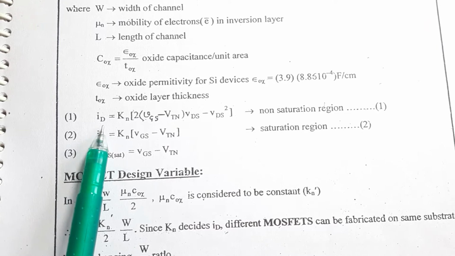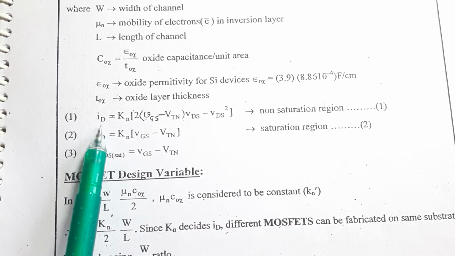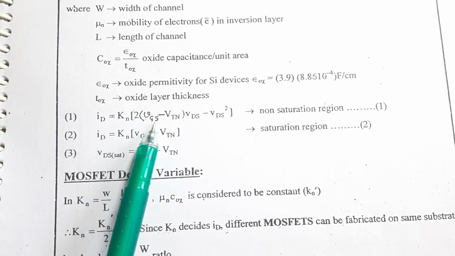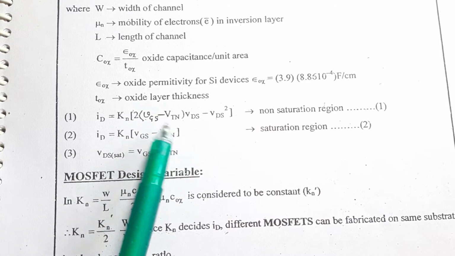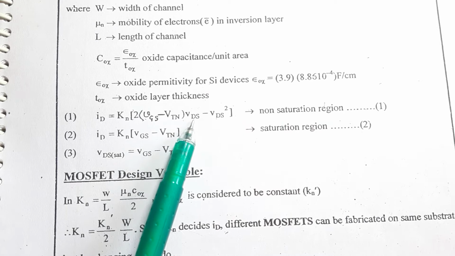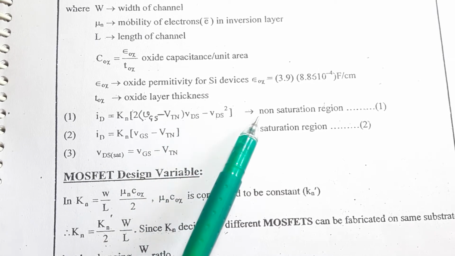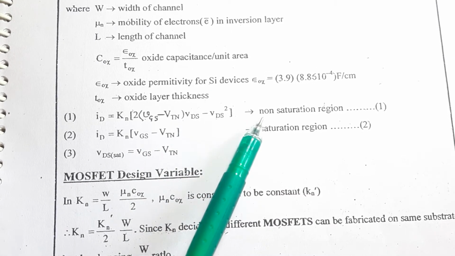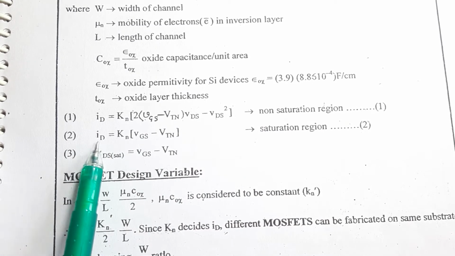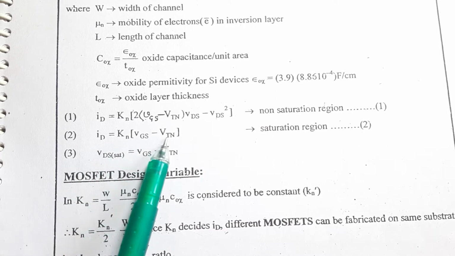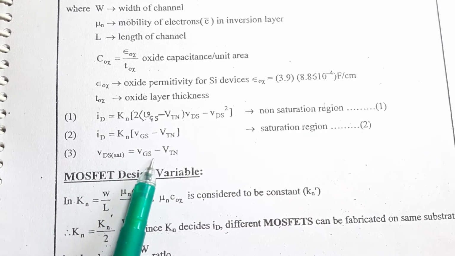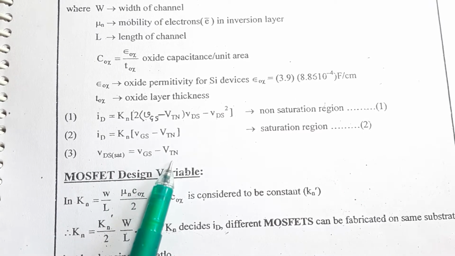The standard equation for ID over here, that is nothing but the output current, is given by Kn twice into (VGS minus VTN) VDS minus VDS square. Here VGS is the gate to source voltage, VTN is the threshold voltage, VDS is the output voltage. If the MOSFET is in non-saturation region, then your ID is given by this equation. If your MOSFET is in saturation region, then your ID is given by Kn (VGS minus VTN) square. A simple and sober equation over here. The VDS saturation equation is given by VGS minus your threshold voltage, that is VTN.